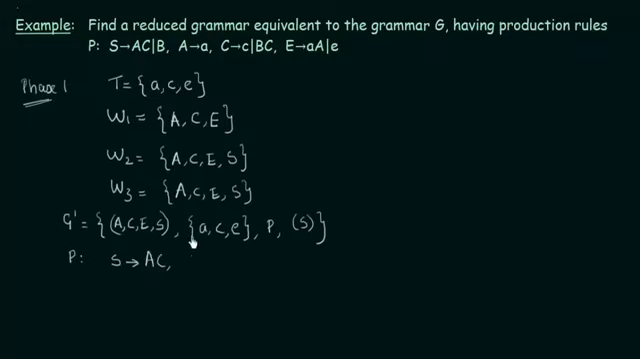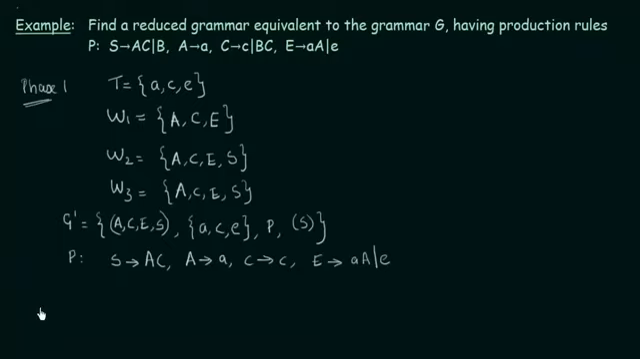And then we have A. For what does A give? A gives small a, and then we also have C, which gives small c, and then we have E, which gives small a, and also e. Okay, so this is the production rule for our grammar G dash, which we have obtained from phase number 1.